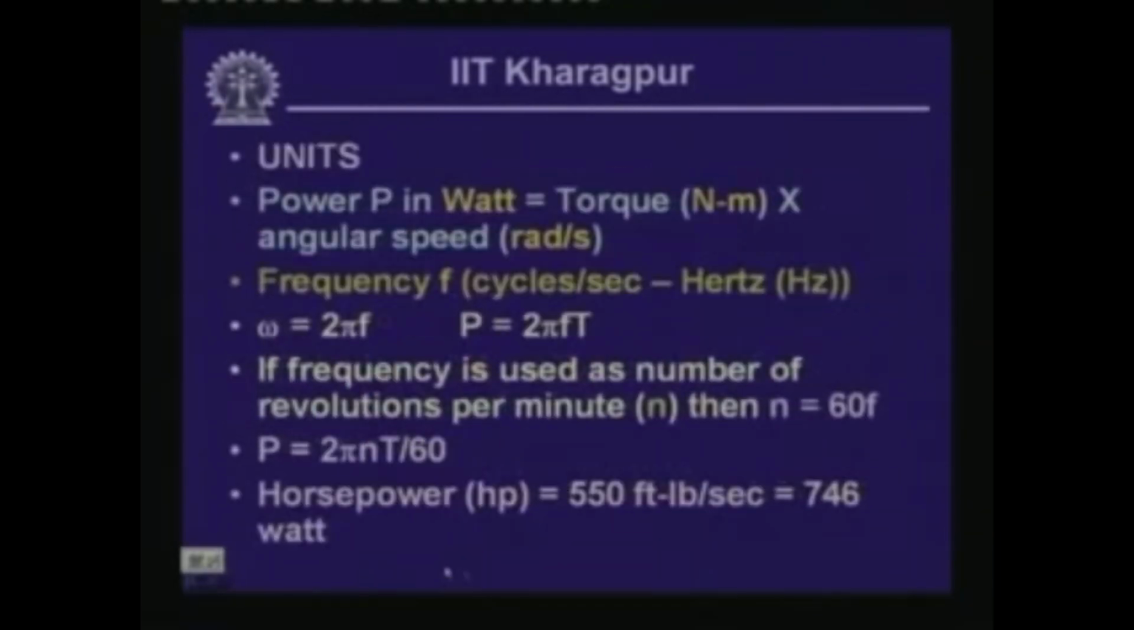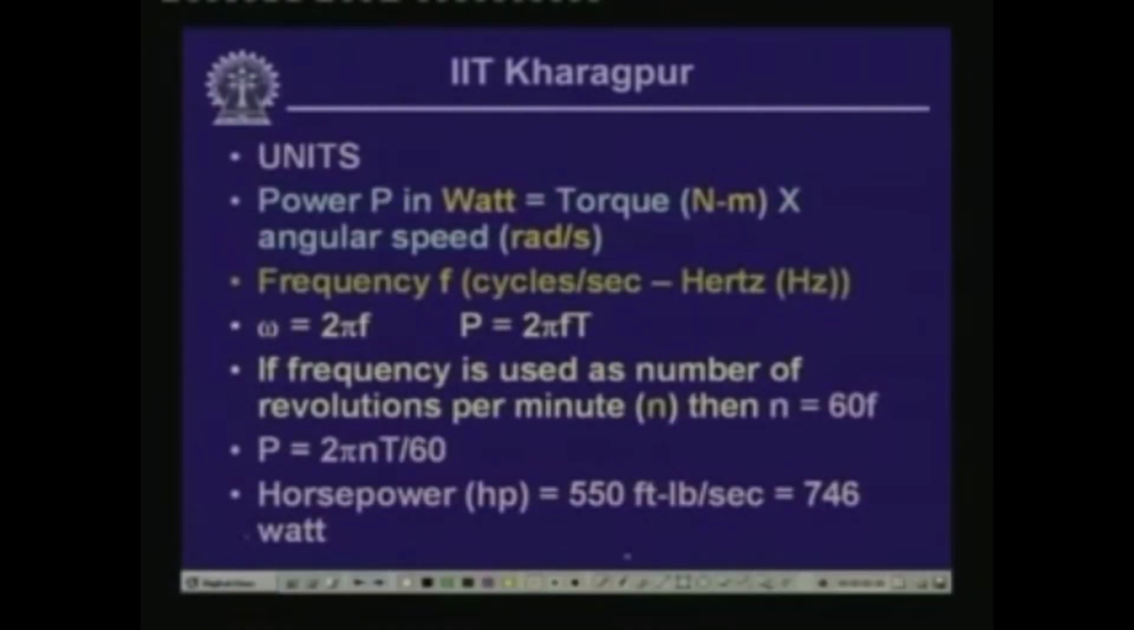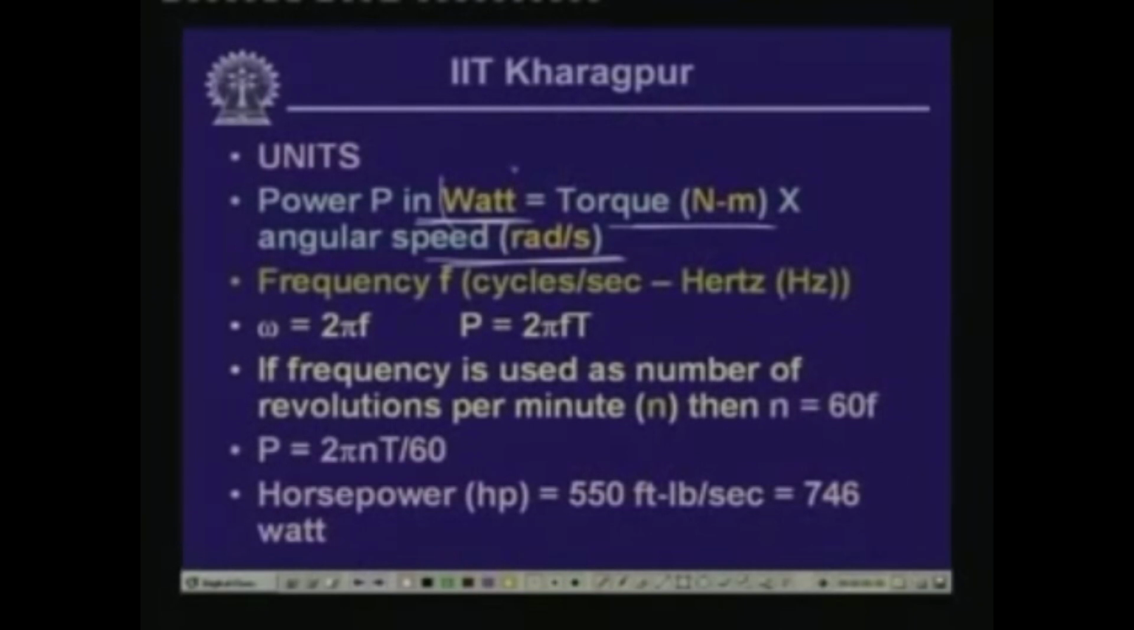Now, let us look into the units that we use for these systems. Power is generally given in watt, torque is in Newton meter, and angular speed is in radian per second. Now, what is 1 Newton meter per second? That is the unit of the power. And Newton meter, as we have seen, is the unit for the torque, and angular speed is defined in terms of radian per second.